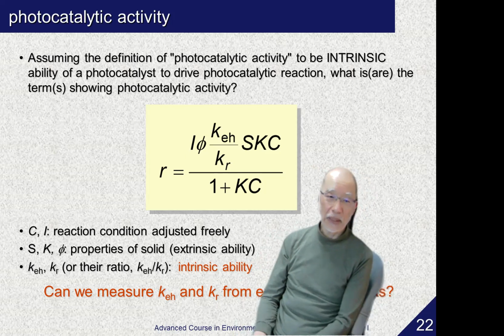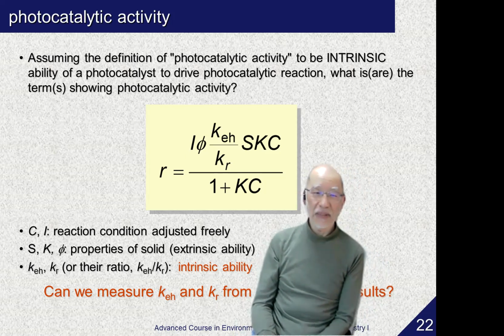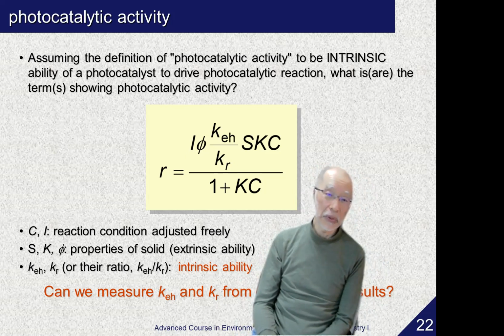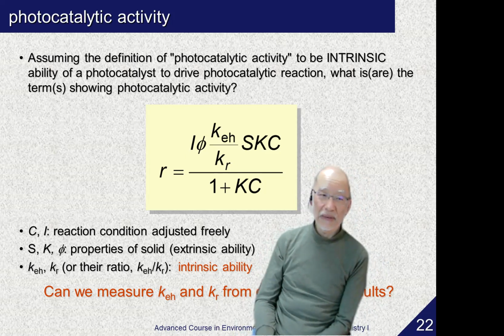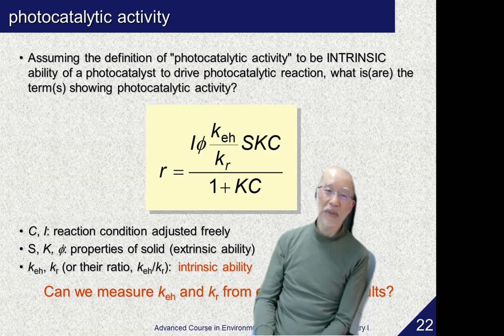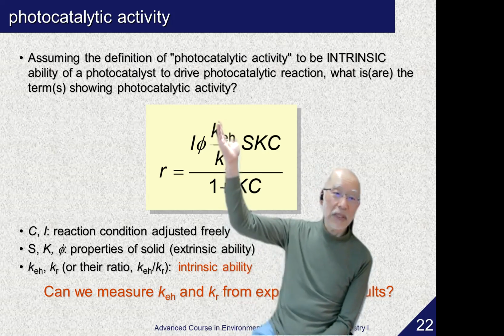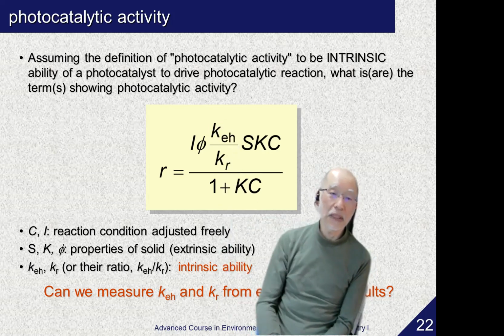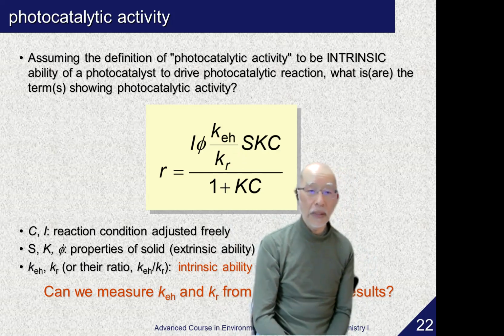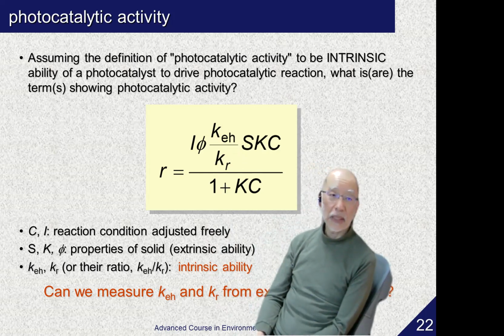This is true. But that is an extrinsic ability for photocatalysis, because S, I, and K can be determined even without a photocatalytic reaction. And only this part, k_EH and k_R, the rate constant for electron-hole reaction and recombination of electron holes, is the intrinsic ability.